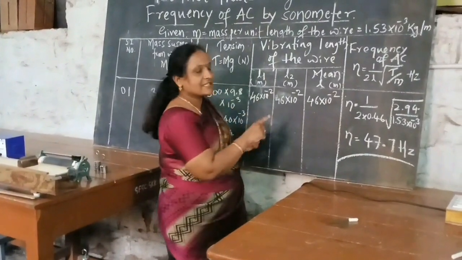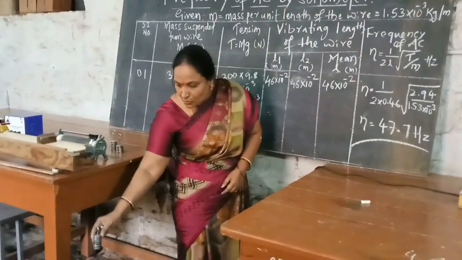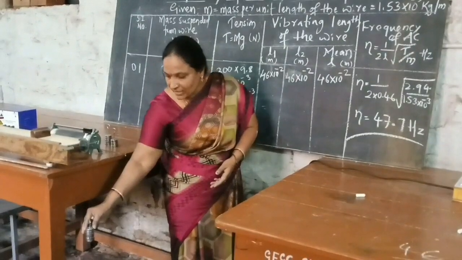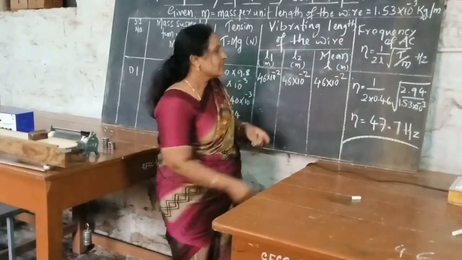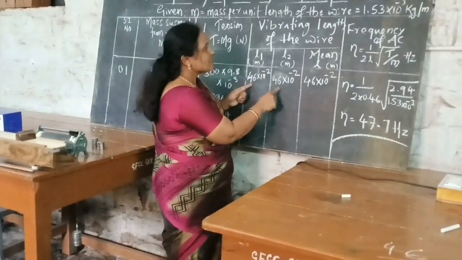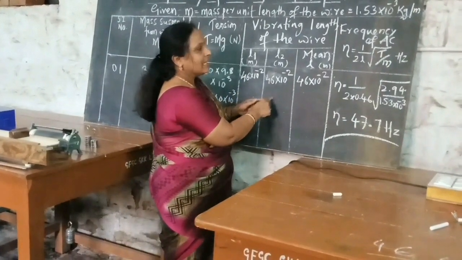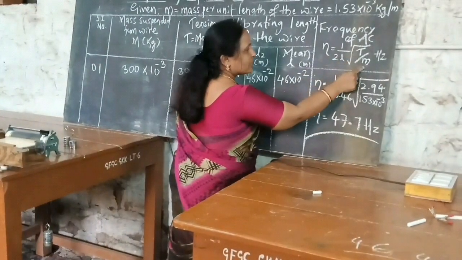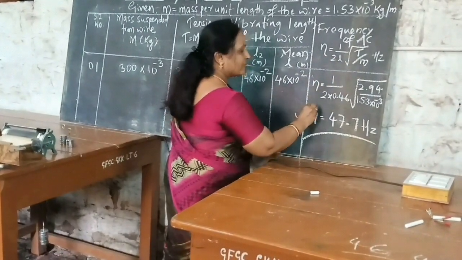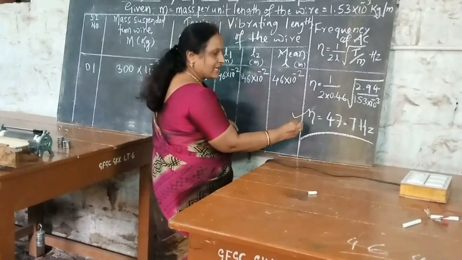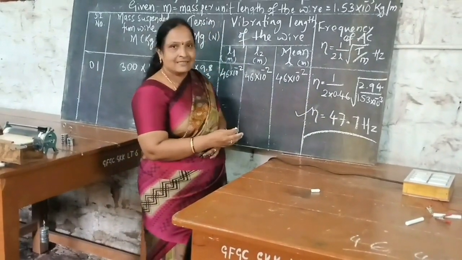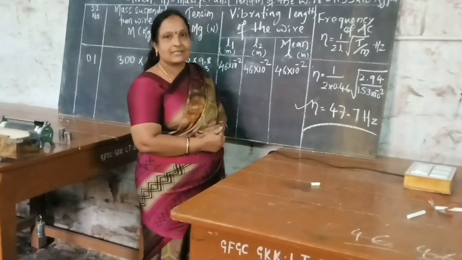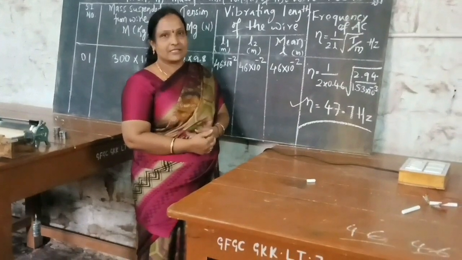The same procedure is repeated for another mass. So we have to apply masses to the string: 350, 400, 450, 500, like this. Then for each mass the vibrating length is measured, and substituting the values of L, tension, and mass per unit length, we calculate the frequency of AC for each trial and take the mean of all these. Then you will get the frequency of the AC by the sonometer method. This is the procedure to find the frequency of AC using sonometer.